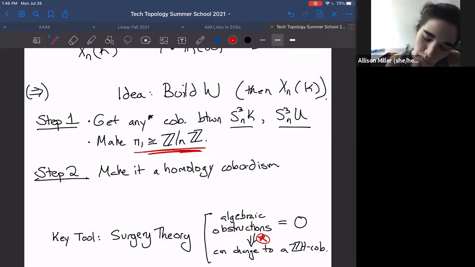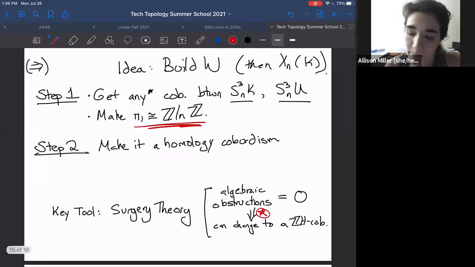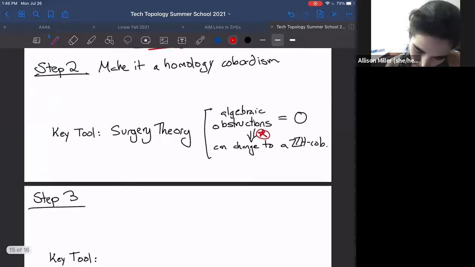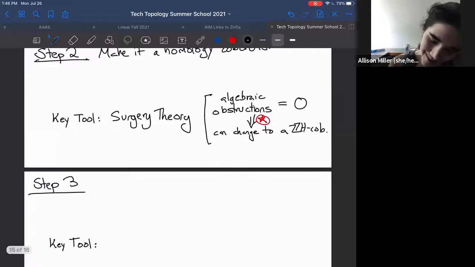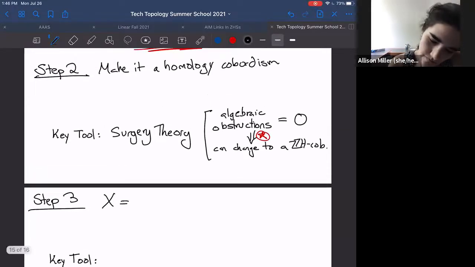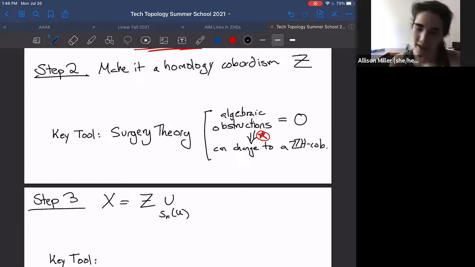Okay, so now we've built the homology cobordism. So we're really almost there. And so what we're going to do is we're going to build something new. I'm going to call this Z, I guess. What we're going to do is we're going to take Z, and remember it has two boundary components, one of which is N surgery on the unknot. And we're going to stick on the N trace of the unknot.